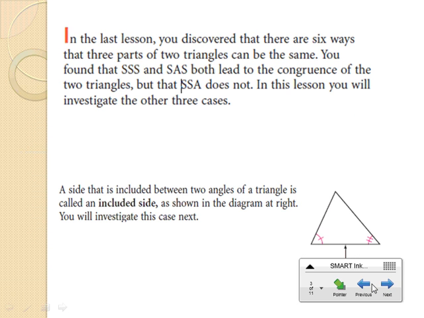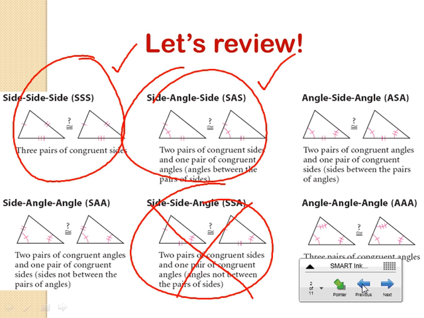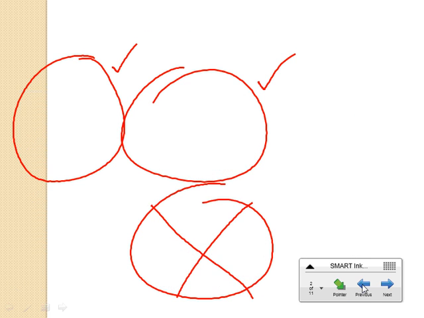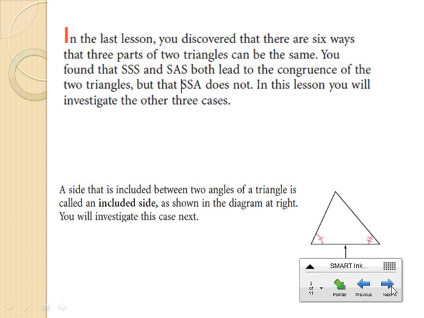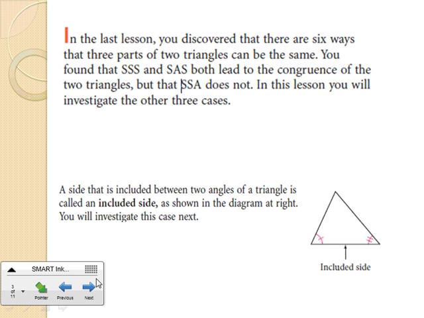Next class, we'll look at those other 3. We'll look at angle, side, angle, side, angle, angle, and also our angle, angle, angle. All right. So let's look at side, angle, side.